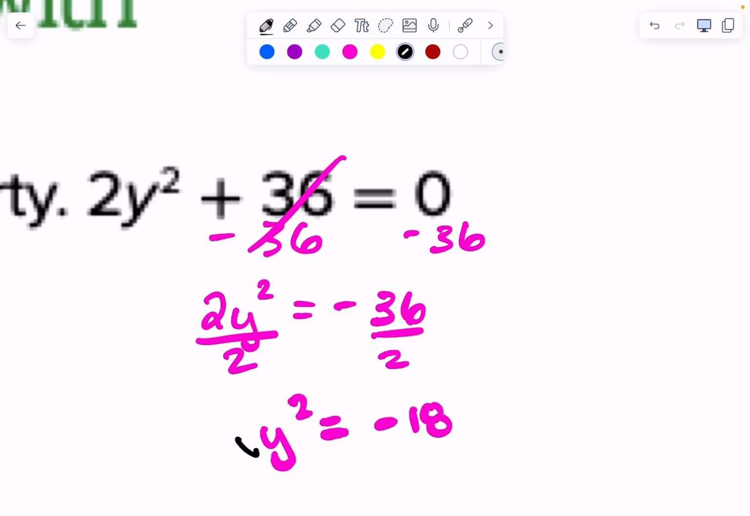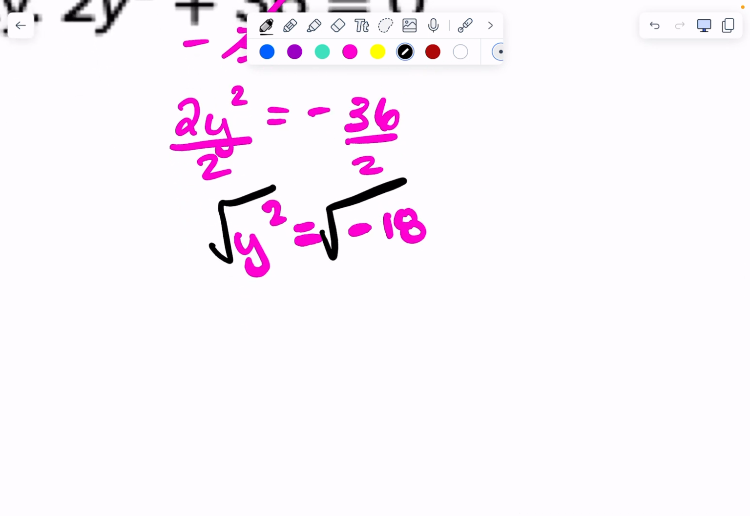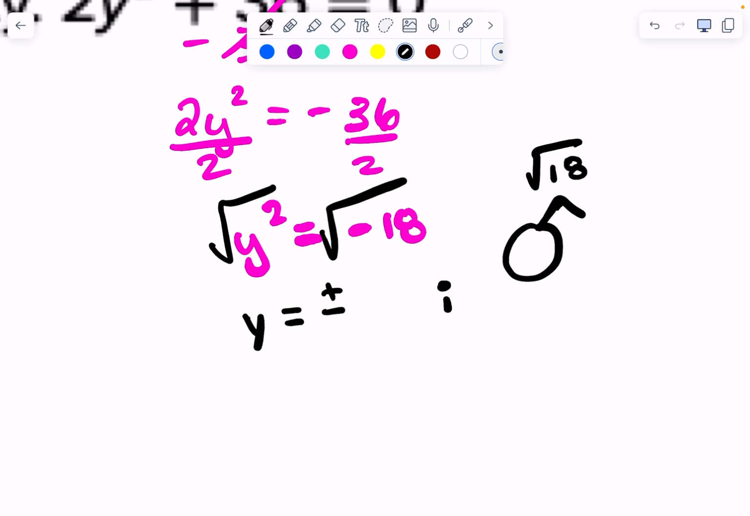Now we're going to take the square root. Okay? All right, we got some weird stuff going on here. This is just y, right? We took the square root, so it has to be plus minus, for sure. Okay? We know it's going to have an i in it, but now let's break down the 18, right? Okay, what can you take the square root of that goes into 18?